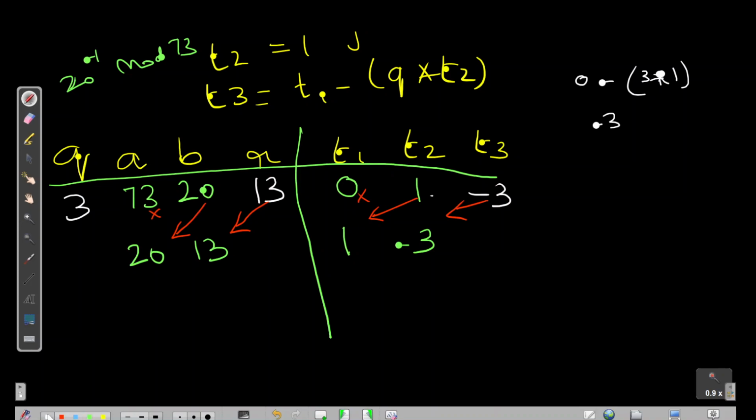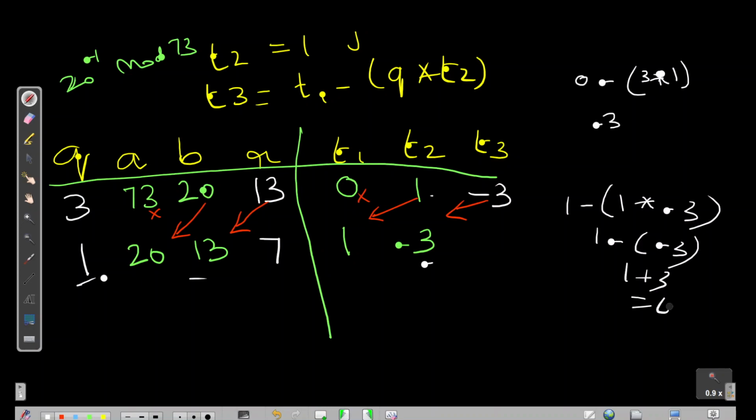Now I am going to perform this iteration: 20 divided by 13. Quotient is 1, remainder is 7. Then what is T3? T3 is T1 minus Q into T2. Q is 1. You have to look at the current table, current iteration. So 1 into the value of T2, which is minus 3. So 1 minus of minus 3 becomes 1 plus 3, which is 4. So T3 becomes 4 here.